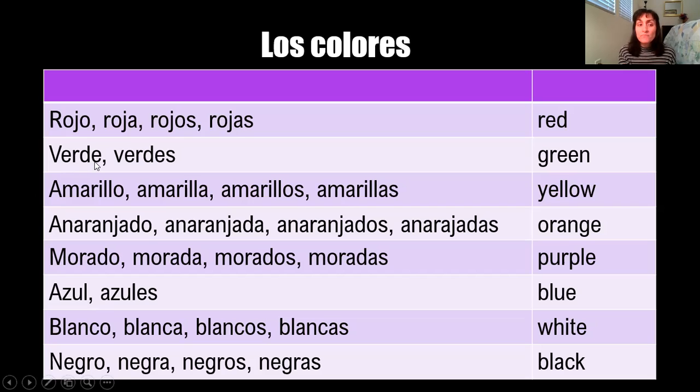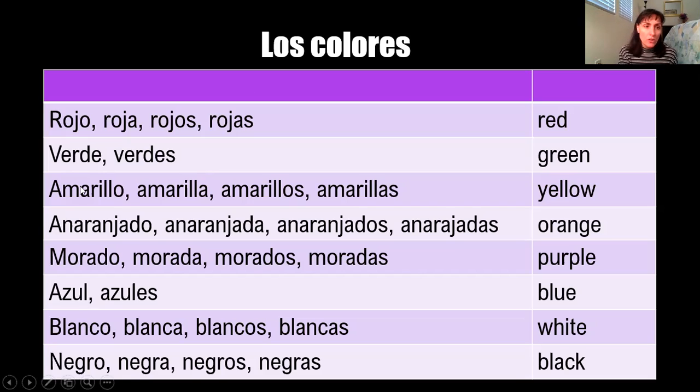Okay, verde ends in an e. This means green. And because it ends in an e, the verde works for both masculine and feminine. You could have un libro verde or una mesa verde. The e works for both masculine and feminine, and then to make it plural, you just add s. Los libros verdes, las mesas verdes.